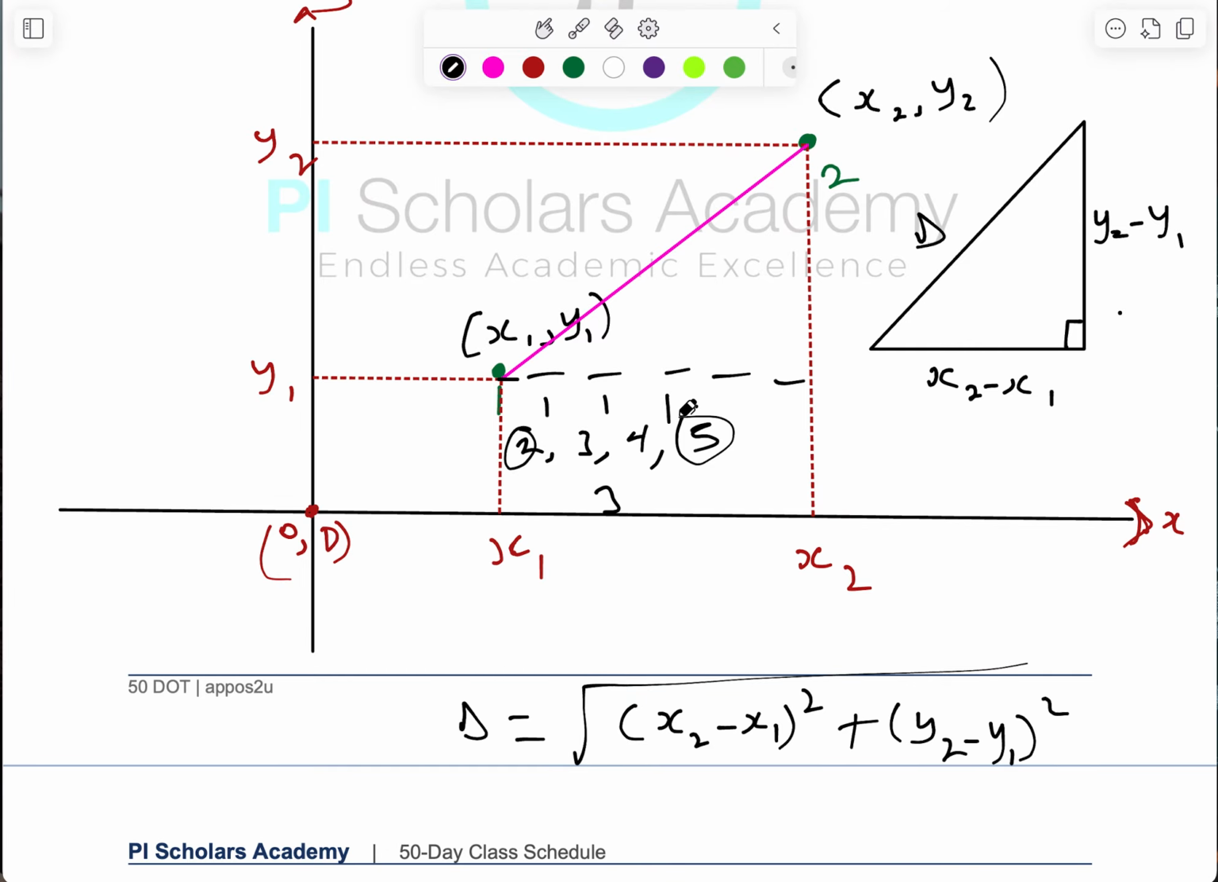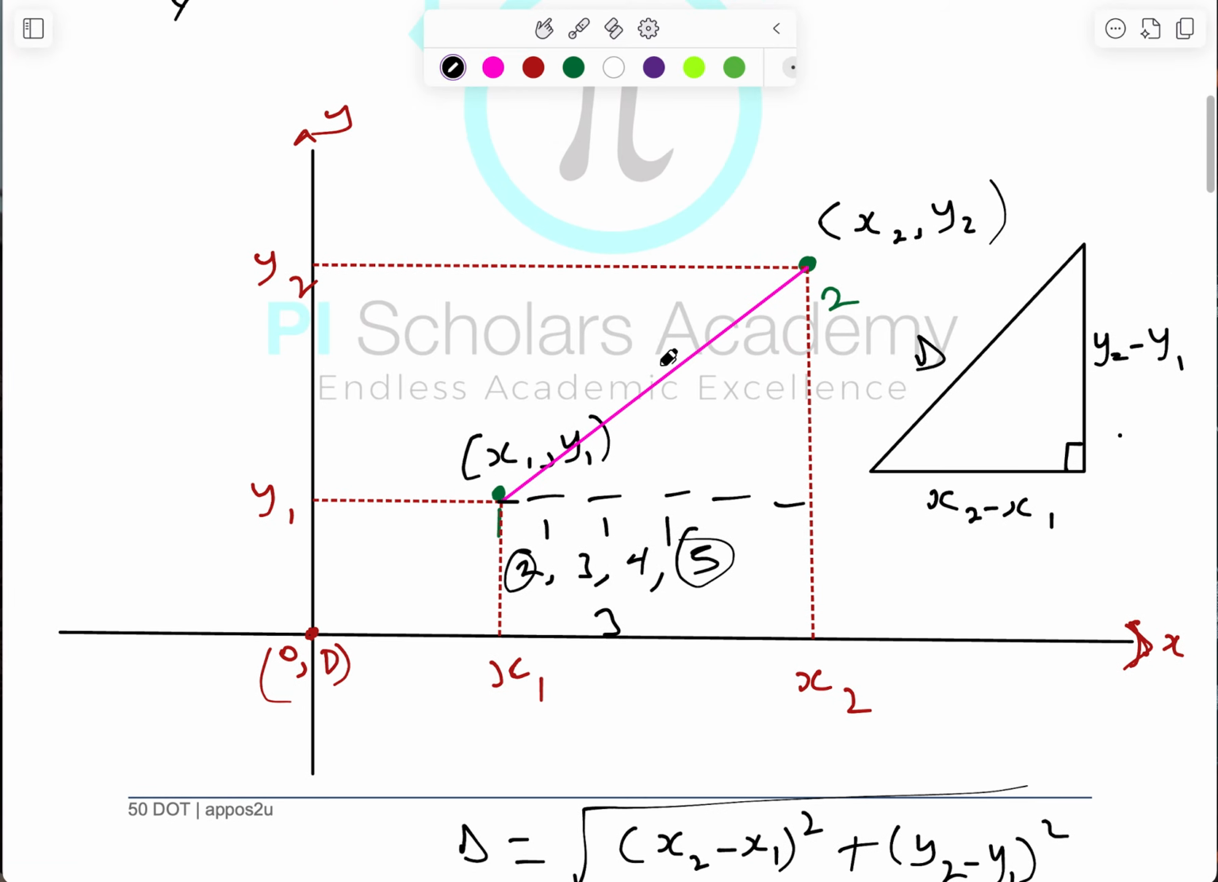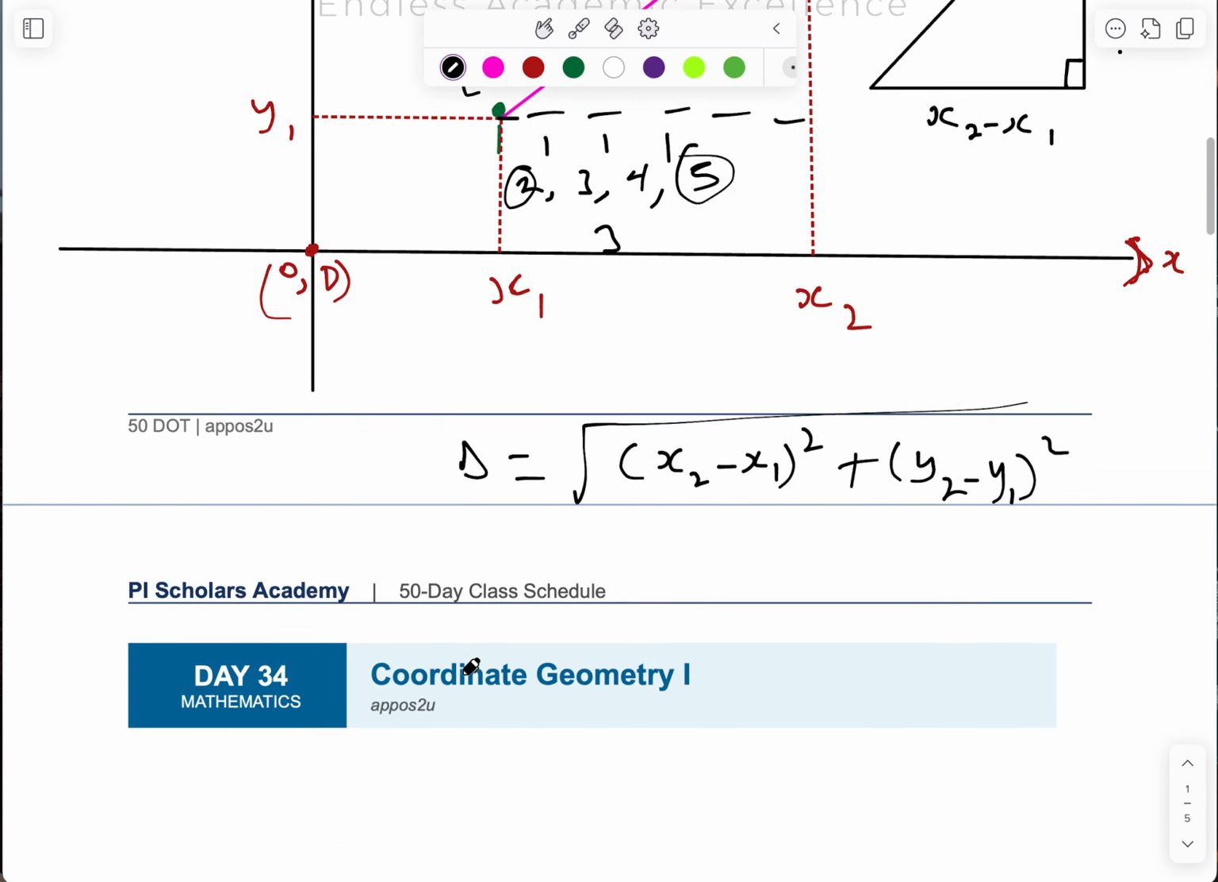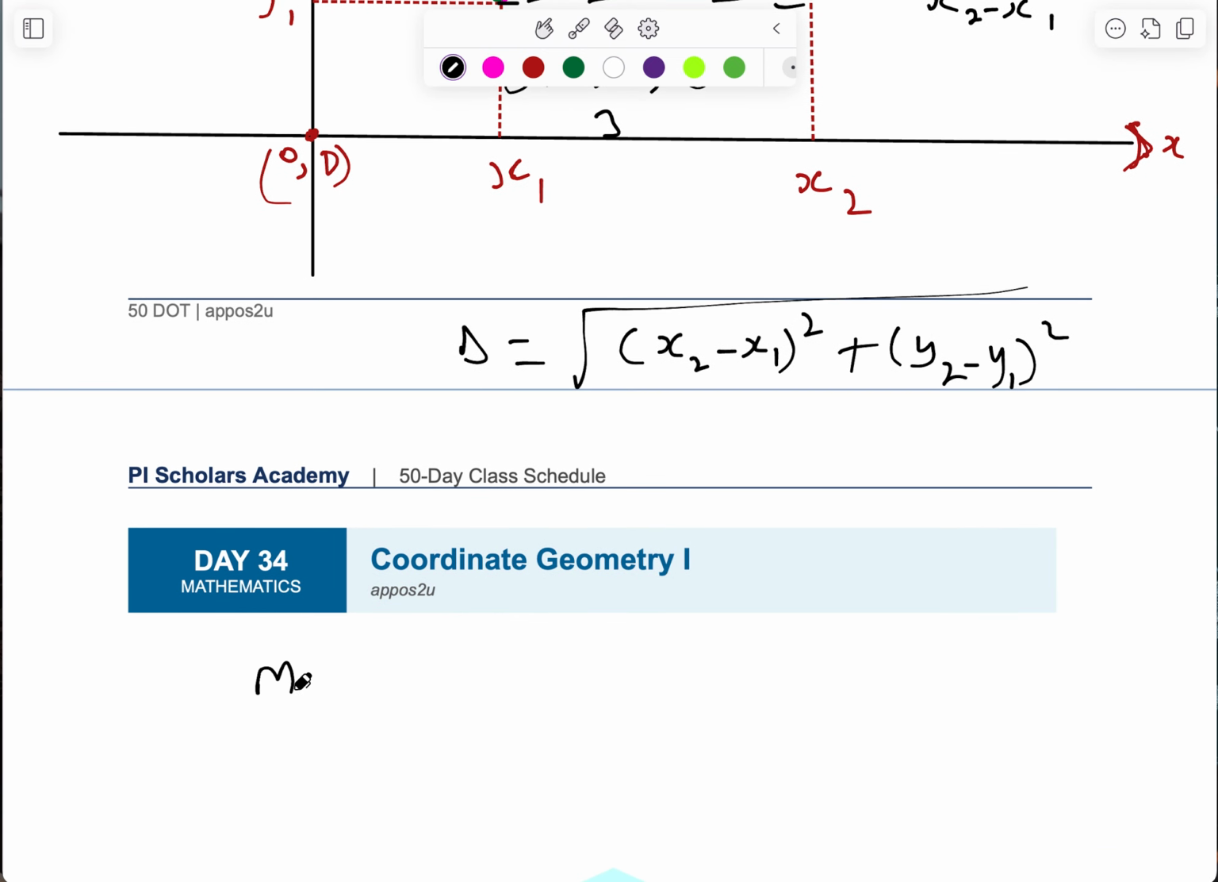But that's not the only thing we can get here. We can also get the slope of this line. Slope is always represented using the letter M. So this is slope.